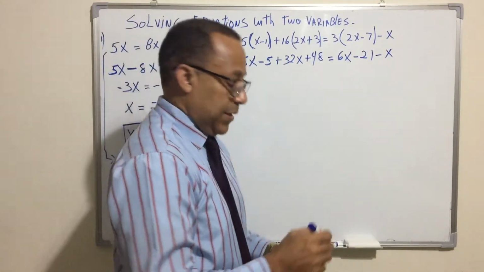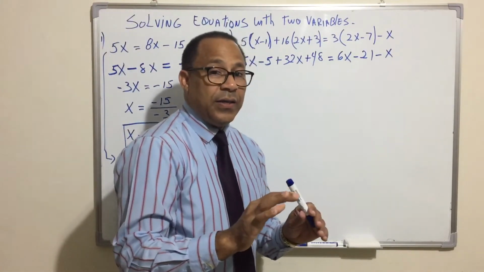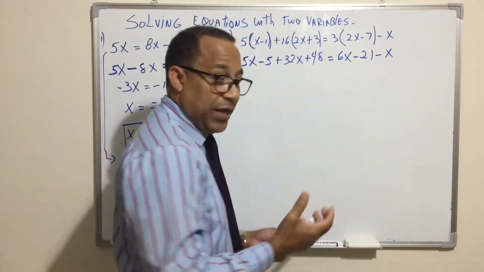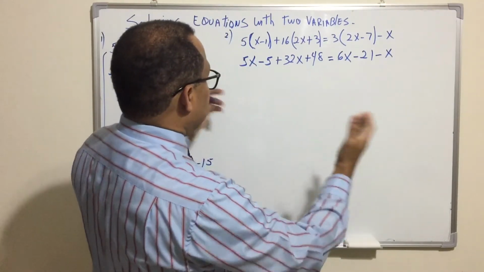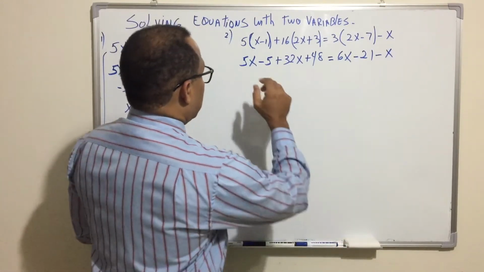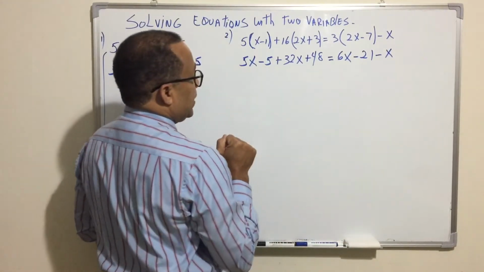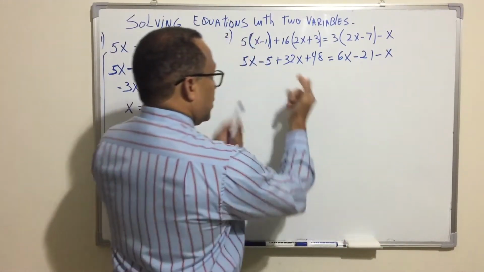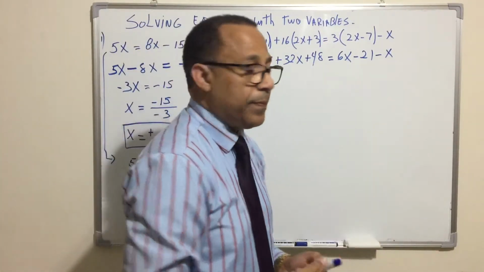What do I do next? I need to identify like terms, if any. In this case, yes, I can see there are like terms here because I can see the 5x and I see also 32x. So these two are like terms. So let me solve them.